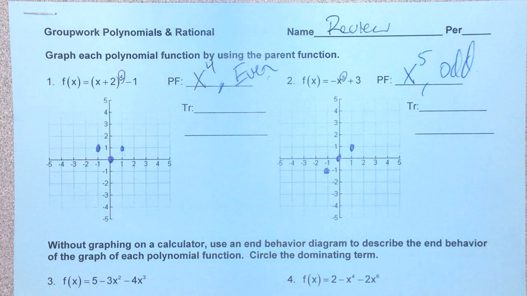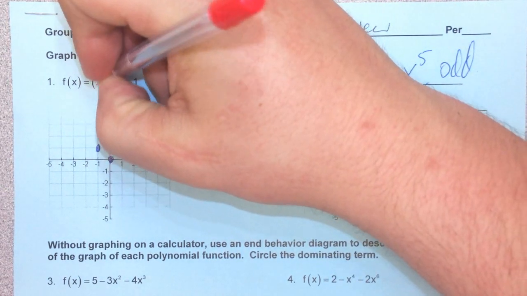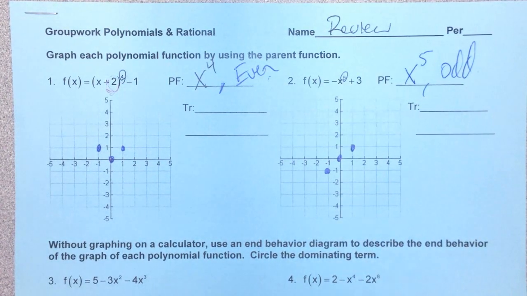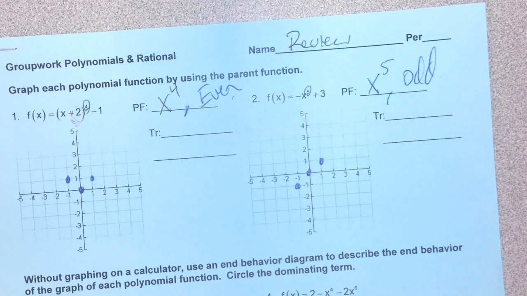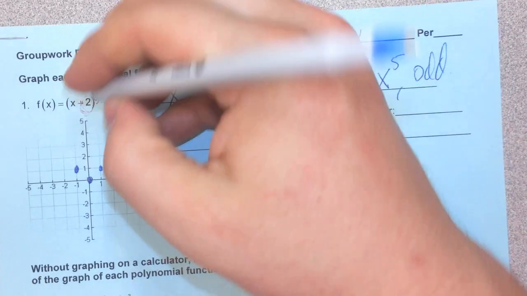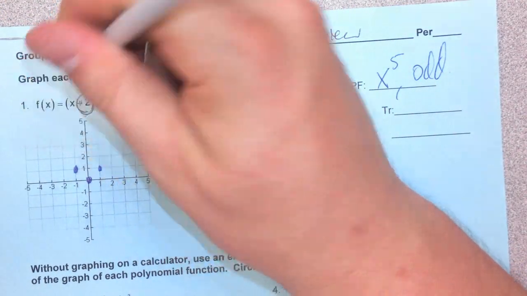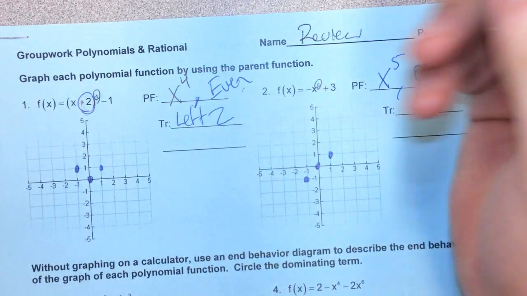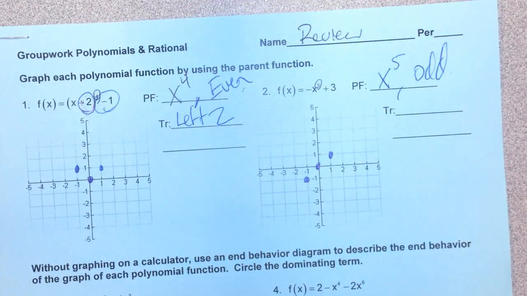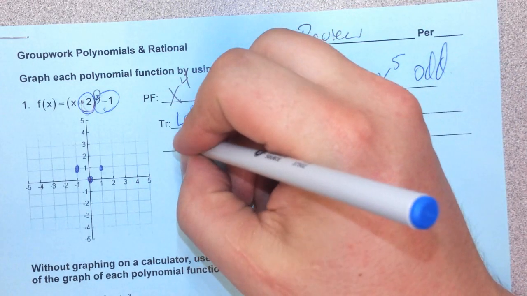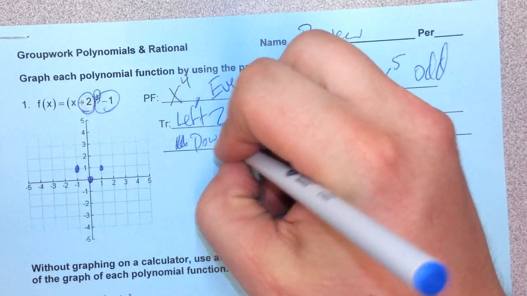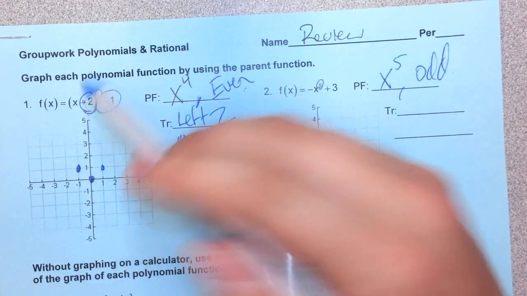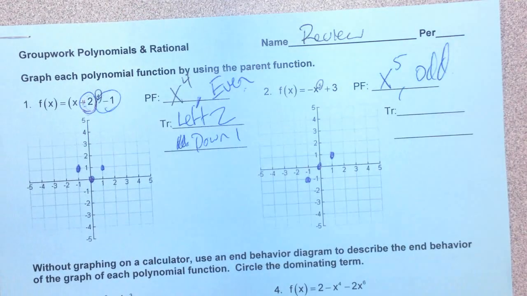All right. From there, we can do our transformations. Inside the parentheses is x, so that's our left to right action. So that's what this is going to be: left 2. Then the one on the outside, that's our up-down action. That is going to be down 1. Inside the parentheses is going to be opposite, so those do the opposite of what we expect them to do.